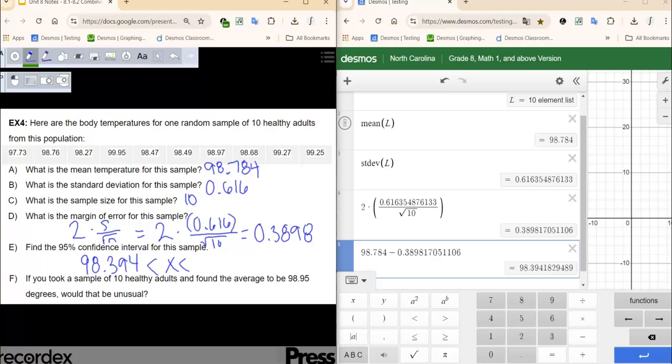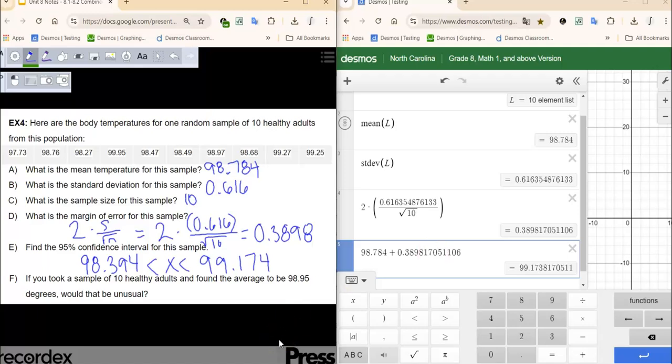Then I am going to add. So I'll basically just change this to a plus sign, right? Take our mean and add that margin of error, and I'll get 99.174. Okay, and what this tells us is that 95% of people should have temperatures between 98.394 and 99.174. That should be the range that we are seeing here. If you're below that or above that, then something is not right. So if you are like Henry is right now and it's 101.2, you might need to go to the doctor there.